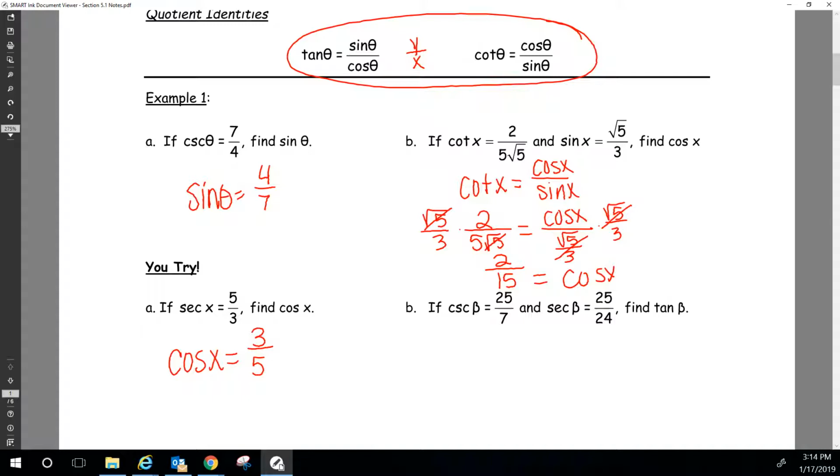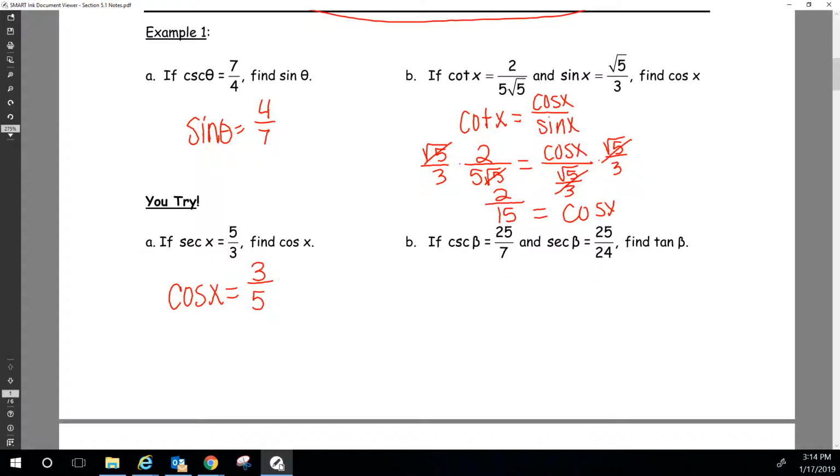All right, for B, don't get thrown off by this cosecant beta. That's the Greek symbol for beta. You might see it more slanted like this sometimes too. All right, we're trying to find tangent beta. And we know that's sine beta over cosine beta. So in order to find tangent, I either need to know cotangent, which we don't know, or I need to know sine and cosine, which neither of those we know.